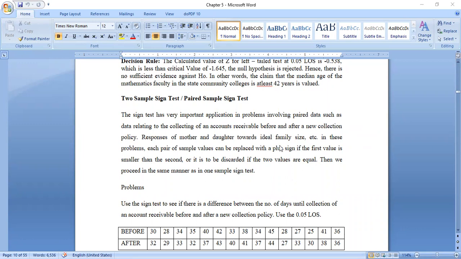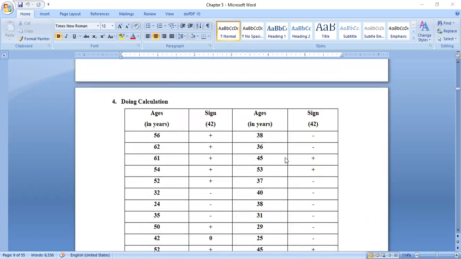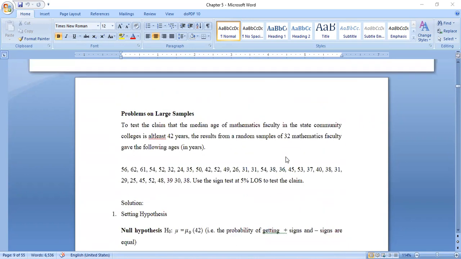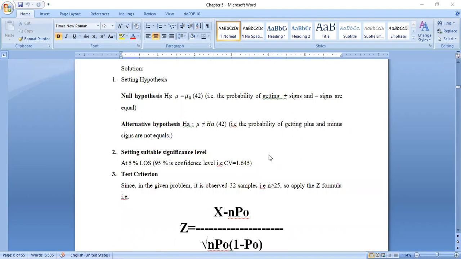So, in the last class, we have seen the largest test in single sample sign test. The procedure is, you observe carefully here. Based on this problem, the n is greater than 42. Here, the 42 is the median value or mean value, sometimes we call, and the 32 is the number of sample randomly selected. So this is the procedure we followed.